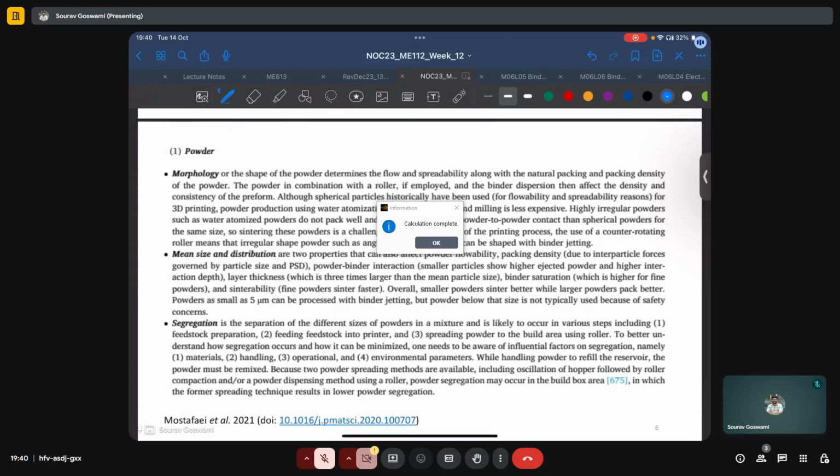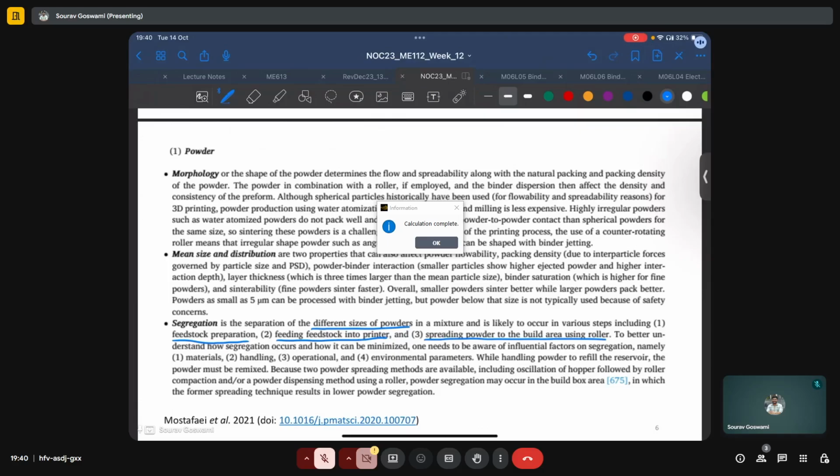We have already looked at the powder morphology and the mean size and distribution. However, another important aspect which needs further consideration is segregation, which is the separation of different sizes of powders in a mixture and is likely to occur in various steps, such as during feedstock preparation, during feeding the feedstock into the printer, while spreading the powder to build the final area using a roller.